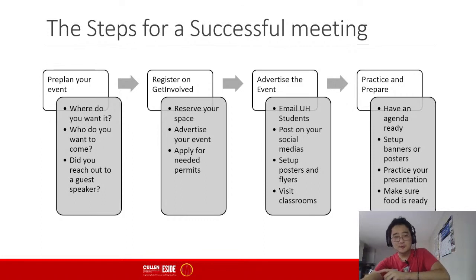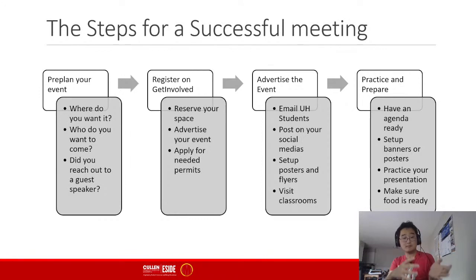The first thing you need to do is pre-plan your event. Ask you and your officer board, where do you want this event? Who do you want to come to this event? And whether or not you've reached out to everyone who wants to come, like if you want to bring a guest speaker, right? Then you need to register your event on Get Involved. On Get Involved, you can reserve your space, or if it's not a Get Involved space, you can reserve it somewhere else. You can advertise your event, and then you can apply for permits through Get Involved if you need them.